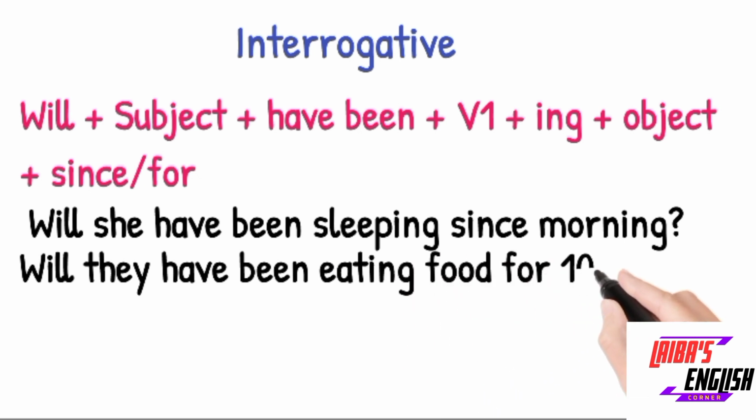Second example is: will they have been eating food for 10 days? So here for is used for 10 days because we don't know which 10 days we are talking about. 10 days of morning or 10 days of evening.